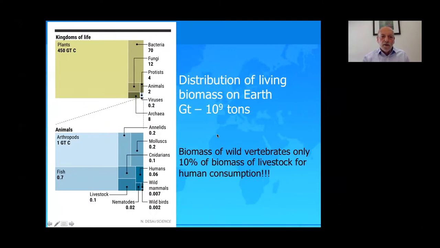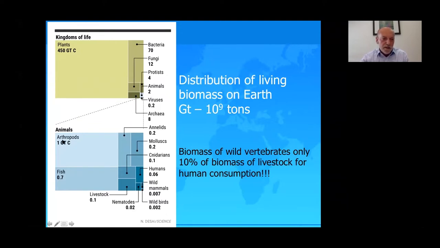But before I go into the ocean, I would like to highlight the distribution of the biomass on Earth. As you can see, of all these kingdoms of life, the plants make up the largest fraction of the living biomass on Earth, of course, with 450 gigatons. A gigaton is essentially a one with nine zeros in terms of tons. Then come the bacteria, the fungi, then the protists like the flagella, and only a small portion, for example, the animals with around 2 gigatons of carbon.